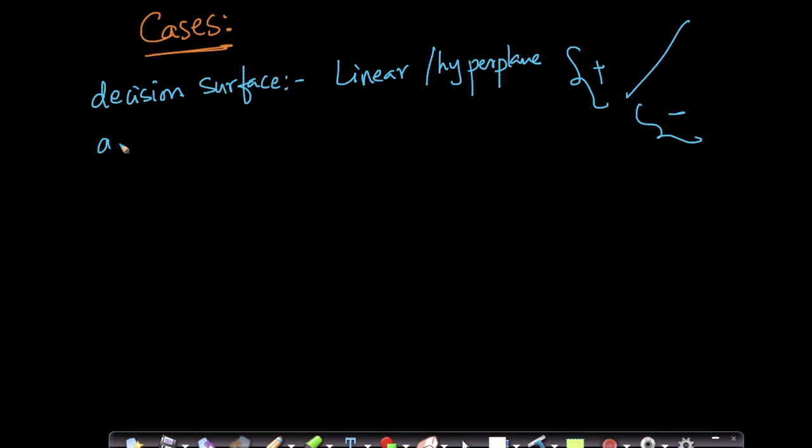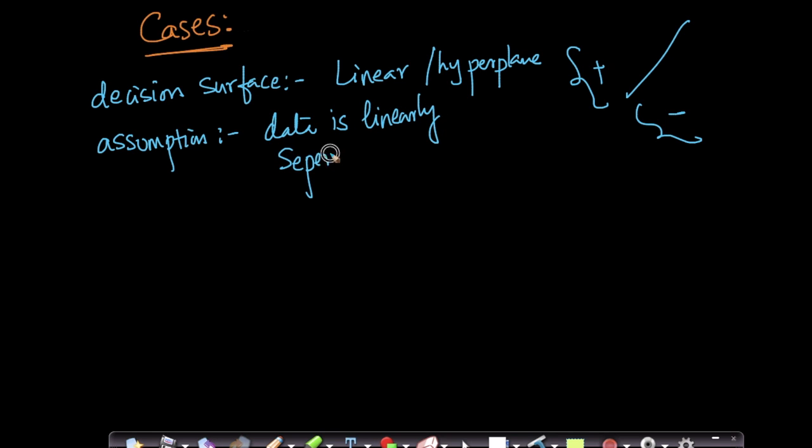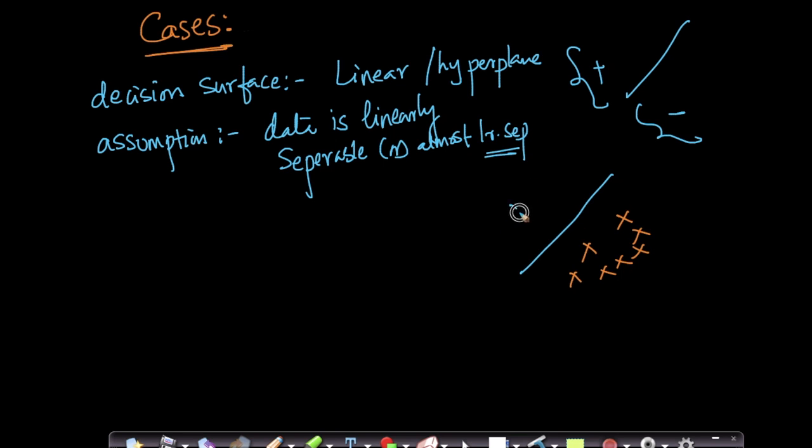So the basic assumption that logistic regression is making is that your data is linearly separable, or it is almost linearly separable. What does linearly separable mean? That given your features, all of your positive points are on one side, right? And all of your negative points are on the other side. That's what linear separability means.